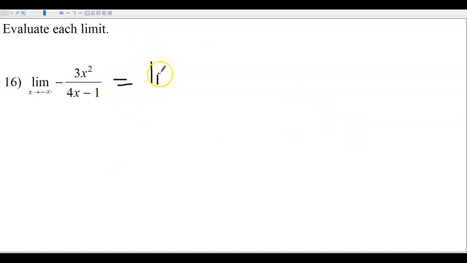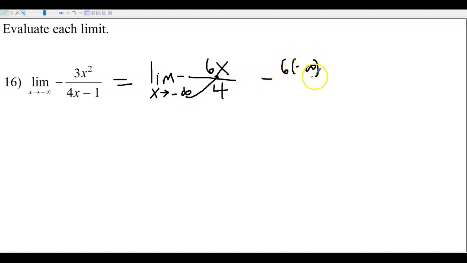So what do we do with L'Hopital? We rewrite the limit, but this time we're going to do the derivatives of the numerator and denominator. I want to not forget that negative. The derivative of the top is 6x. The derivative of the bottom is 4. All right. Now let's try doing our direct substitution again. If I plug in infinity this time, I get negative and then 6 times negative infinity over 4. Now, 6 times negative infinity is negative infinity.